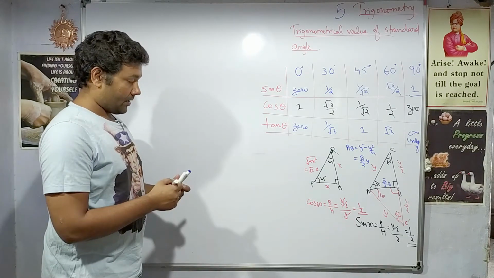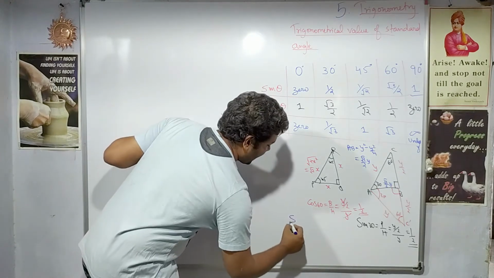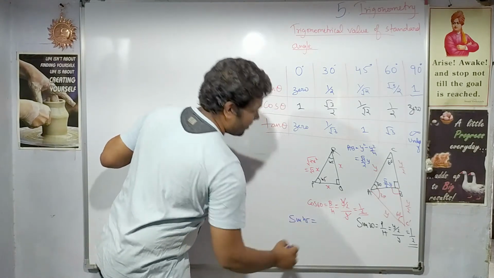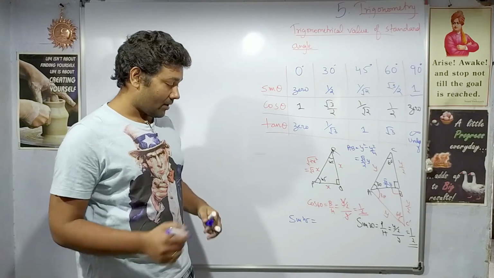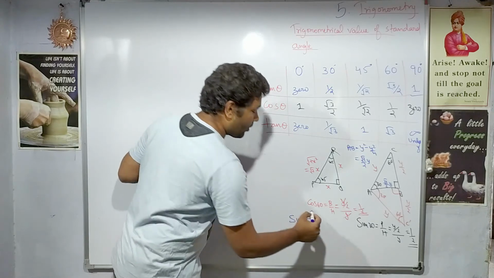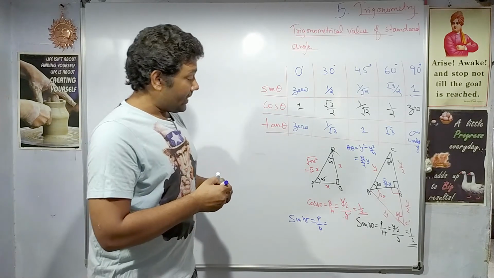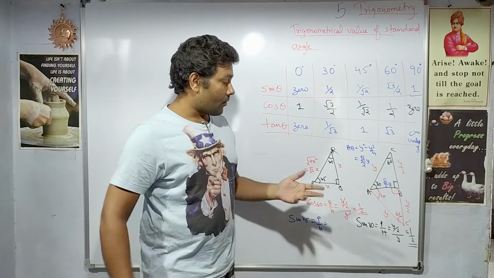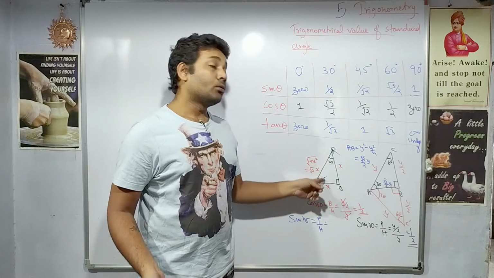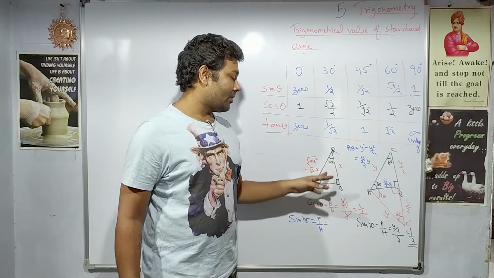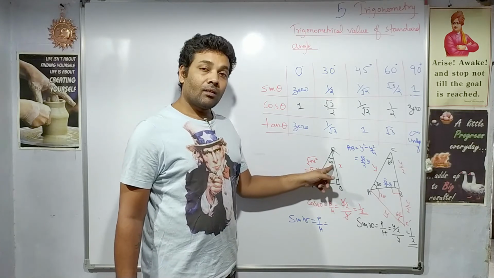No magic, science. Next, let's say I want to find sine 45. I don't have 45 in this triangle. I'll have 45 here, so I'll use this triangle. What is the formula for sine? Perpendicular upon hypotenuse. Which 45 will you take? This or this? Any, two options. You can select any, the answer will be the same. I'll take this.